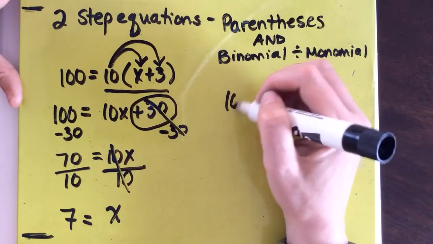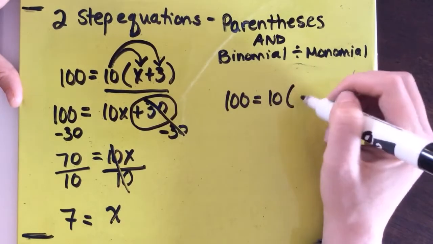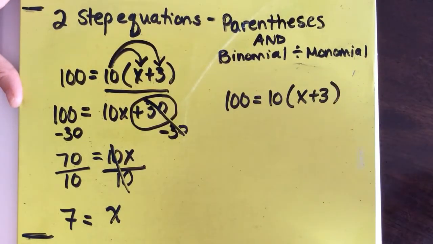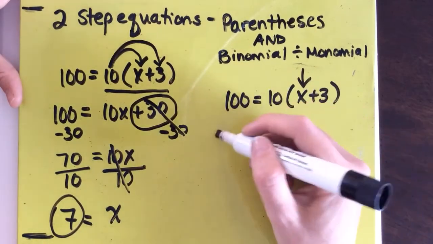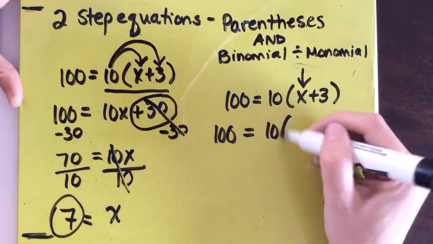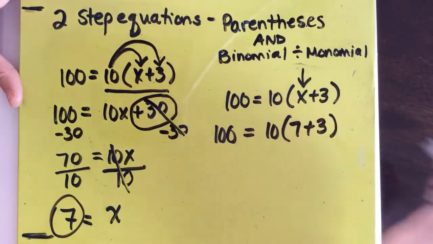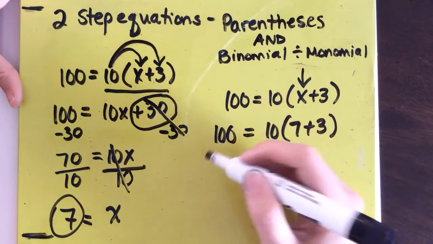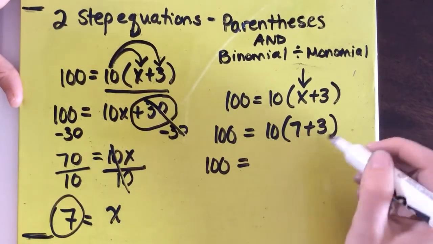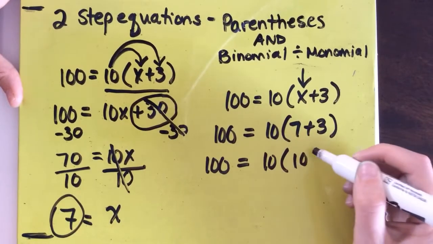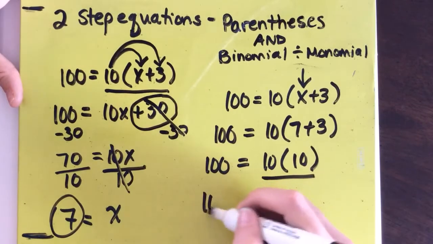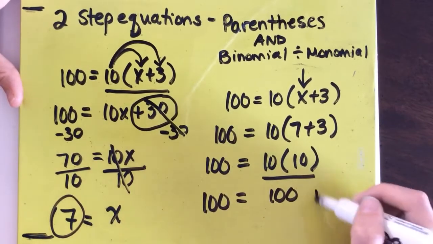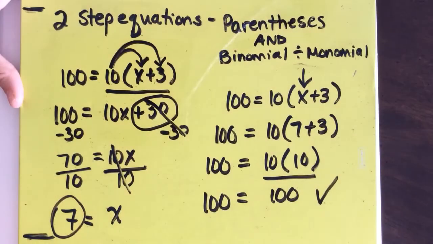I can check my answer by writing out my original equation and substituting my answer of 7 into my equation where the x is. So 100 equals 10, instead of an x, I'll write a 7. And I'll see if these two sides of the equation equal out. I'll do my brackets first because that's order of operations. 7 plus 3 is 10. And now I can multiply my 10 times 10, which is 100. So that equation does work. So x equals 7 is the correct answer.